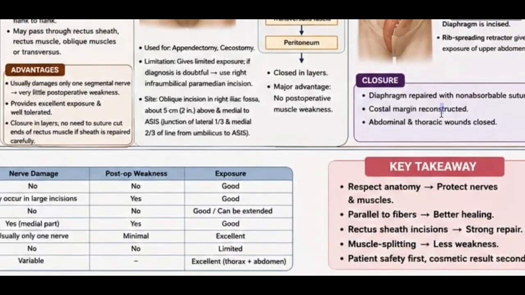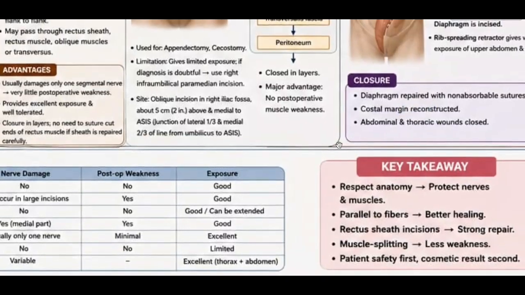Some high yield viva questions. The first question is: why are abdominal incisions made parallel to the muscle fibers? But first, I suggest you stop the video here and answer these questions in your mind, to know how much you have retained from the lecture, and then listen to my answer. The answer is that abdominal incisions are made parallel to the muscle fibers to minimize muscle damage, to preserve function, to reduce post-operative pain, and to allow the muscle fibers to fall back into position during closure.